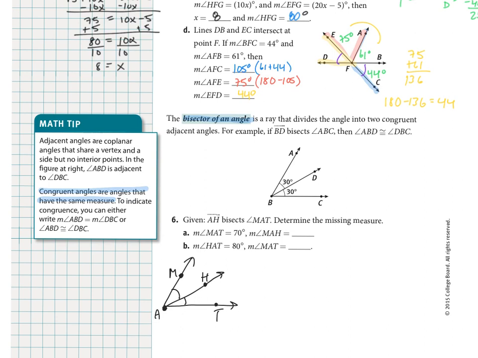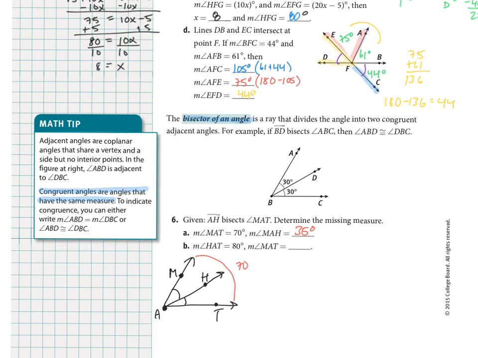So knowing this information, let's see what we have for A. Let's say we know the whole entire angle. Let's say that whole angle is 70. What would half of it be? Well, half of that would be 35 degrees, right? Because 35 plus 35 equals 70.